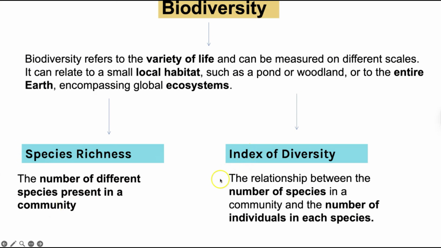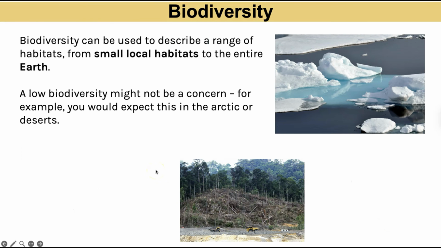Index of diversity gives you more information than that because it's looking at the relationship between the number of species, so the species richness, but it also takes into account the number of individuals within each species, which is far more helpful because then we can get an idea of, are any of those species at risk of going extinct, because we now know the number of individuals within each species. And biodiversities can be used to describe, as we said, local habitats or the entire earth.